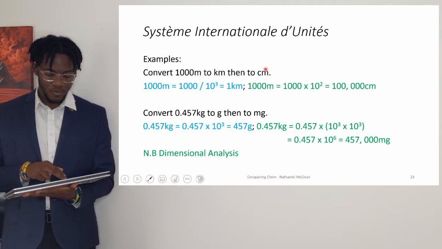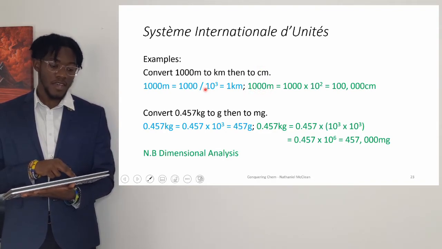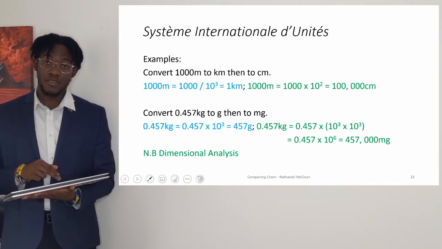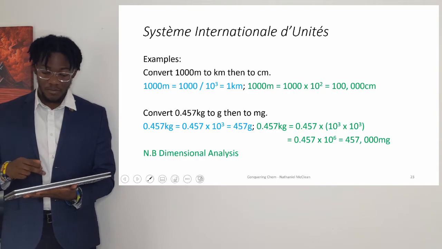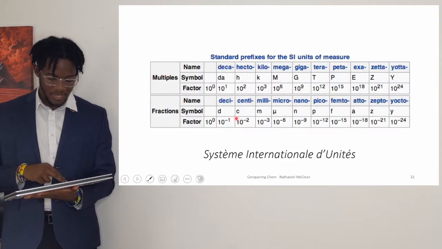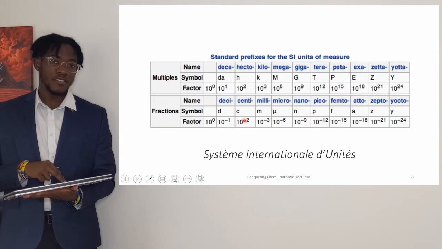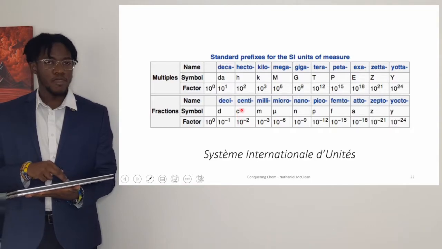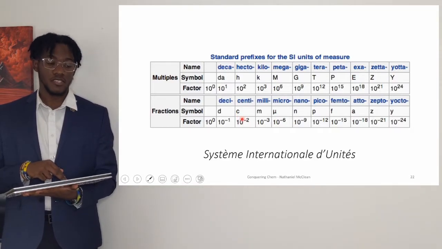So if we want to move from 1,000 meters to kilometers, we would simply divide by 10 to the power 3. Now if we want to move from 1,000 meters to centimeters, we can simply multiply that by 10 to the power 2. As can be seen here, centi is 10 to the power minus 2. But of course, if we're moving from one to the next, you have to consider how big or how small the quantity is moving.